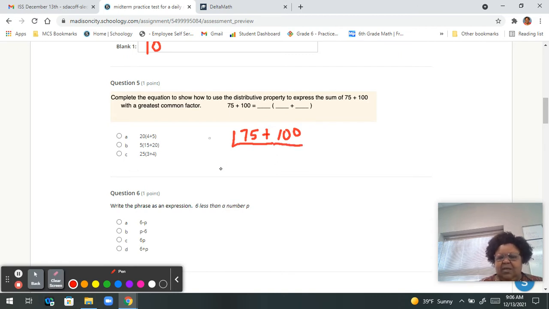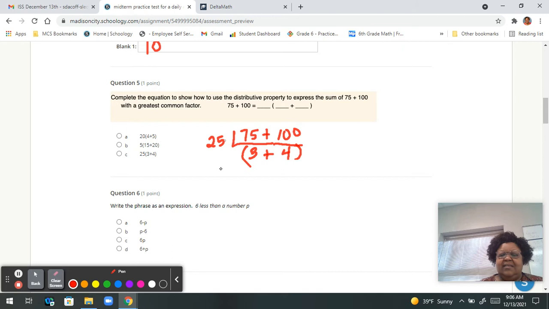I'm going to speed it up. 25 goes into 75 and 100. You can start with 5 and break it on down, because this ends in 5 and that ends in 0. So you can actually start with 5. 25 goes into 75 3 times. I'm going to bring down my plus sign. 25 goes into 100 4 times.